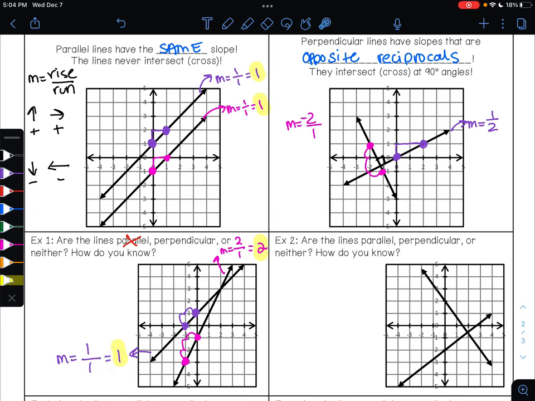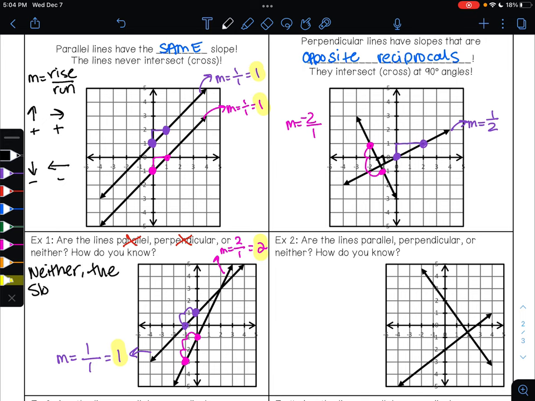Is 1 the opposite reciprocal of 2? No. The opposite reciprocal of 1 would be -1. The opposite reciprocal of 2 would be -1/2. So these are not parallel and not perpendicular, so these are neither. The slopes are not the same, nor are they opposite reciprocals.